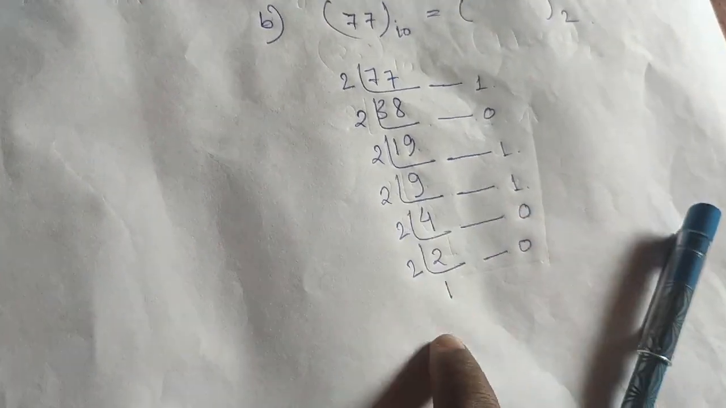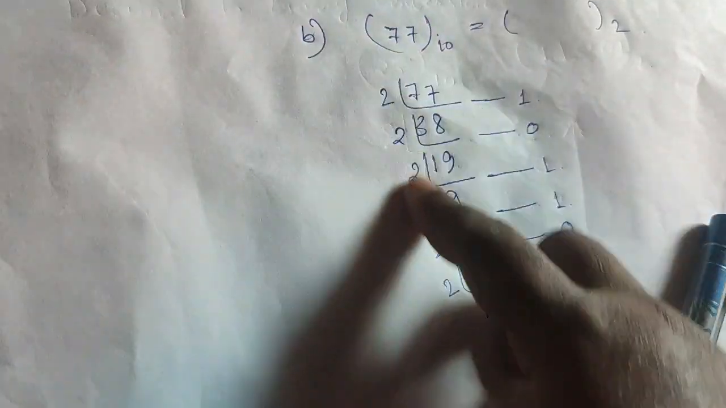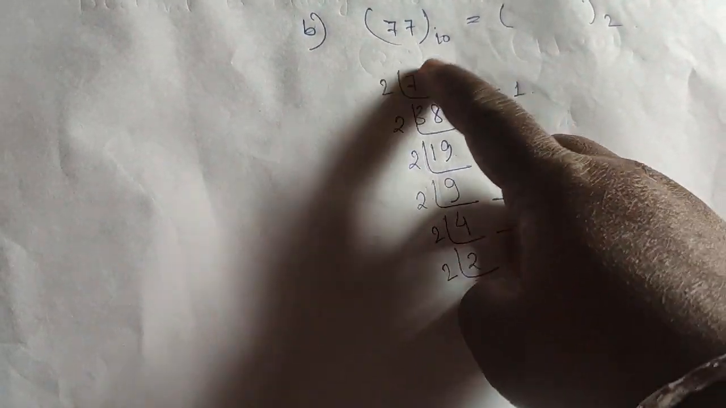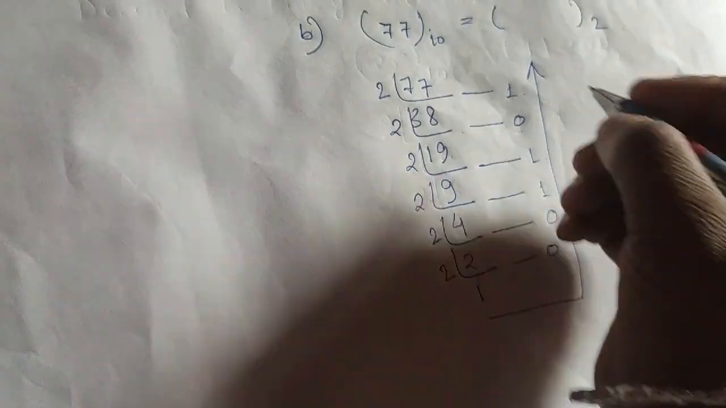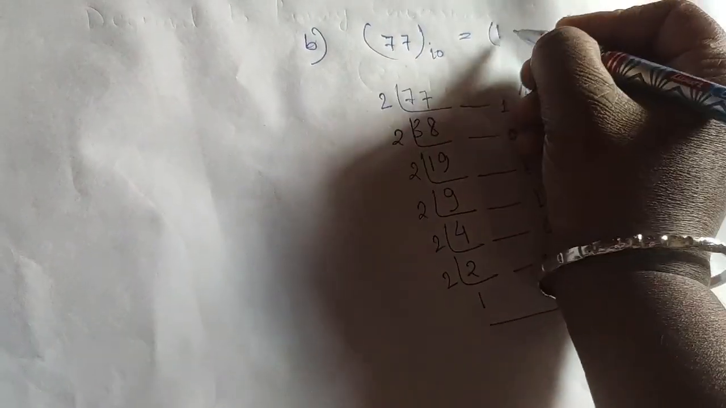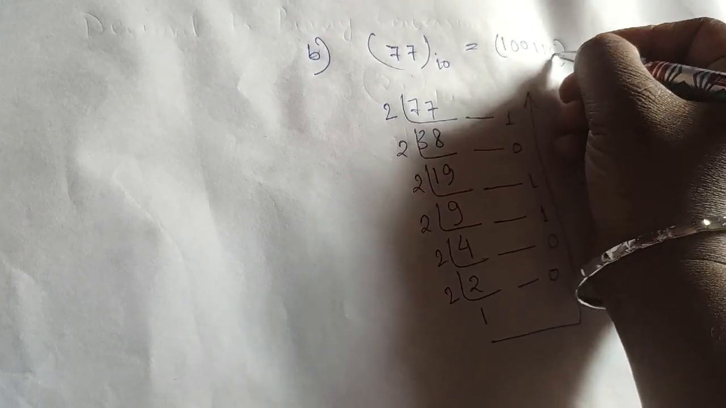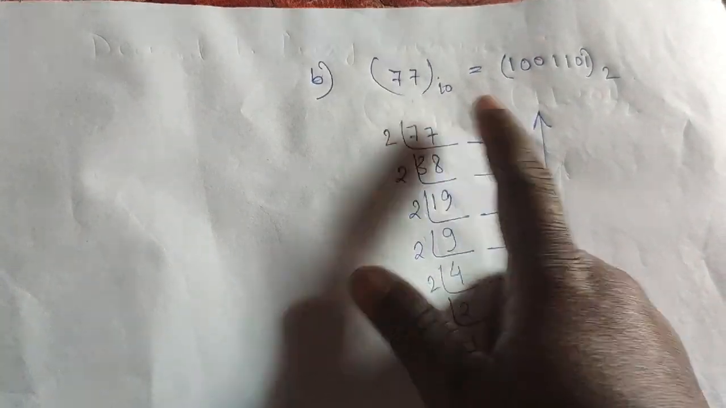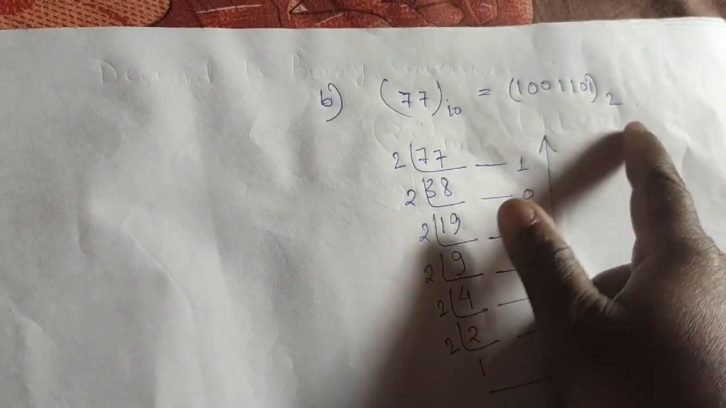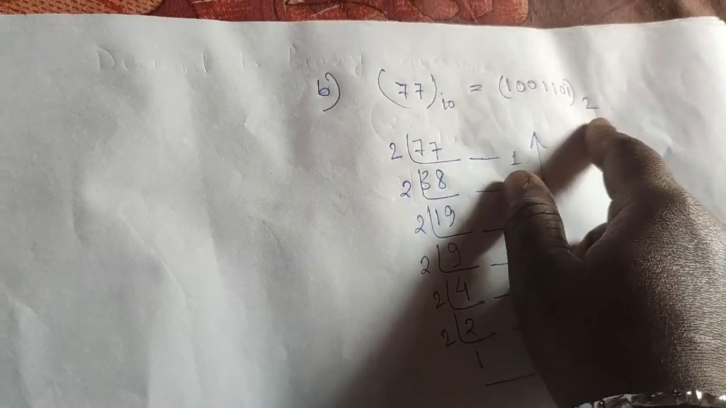Now see this, until we get the quotient as 1, I am continuing this division. After our division is complete, we will start from here and go upside to write this number in binary form. So the answer is 1 0 0 1 1 0 1. So 77 as decimal is converted to binary. What is the result in binary? 1 0 0 1 1 0 1.